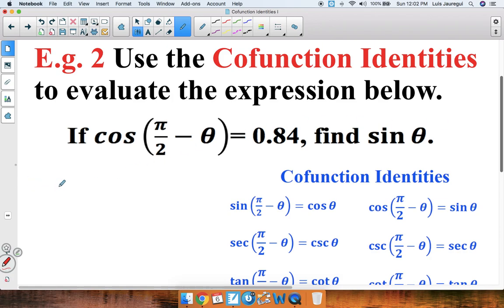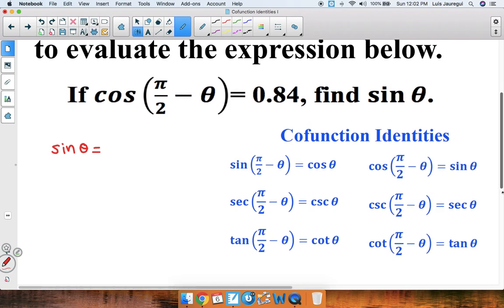Once again, let's write down what we want to find, which is sine of theta. Our second step is to identify which cofunction identity is relevant for us. Now, the cofunction identity that deals with sine of theta directly is this one. So we can say that sine of theta is equal to cosine of pi over 2 minus theta.